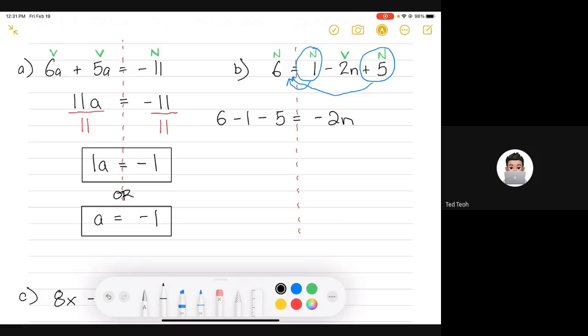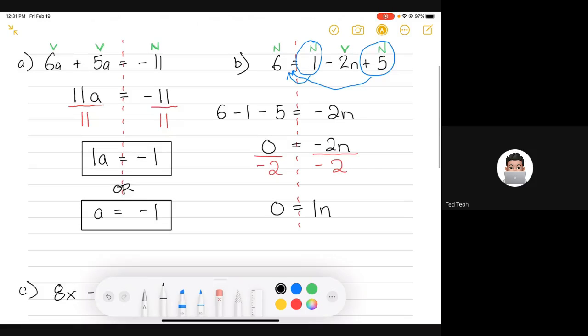Once I have all my V's on one side and all my N's on the other, I just do the calculations. 6 minus 1 minus 5 is going to be 0, equals negative 2n. Notice there's no other n here to add it to, so it just stays as negative 2n. This is not a final answer because I need the n to be by itself. I need it to be like a 1n. To do that, I divide both sides by the number in front of n, which is negative 2. If you want to type this into your calculator, you would type 0 divided by negative 2, which would give you 0. Negative 2 divided by negative 2 is 1n.